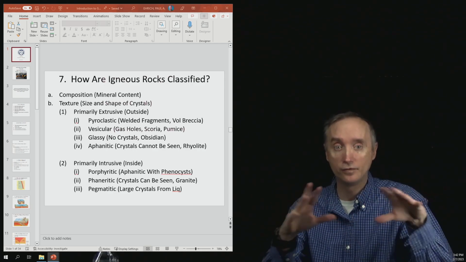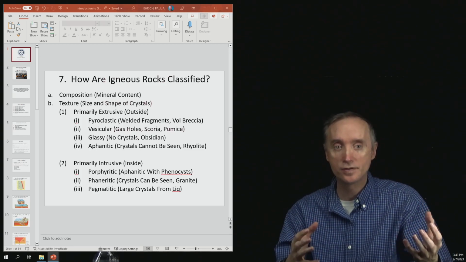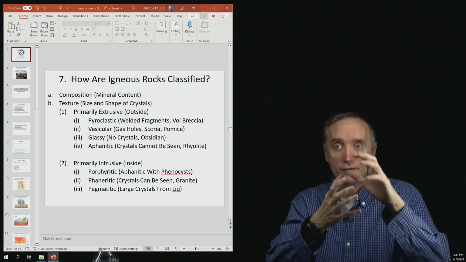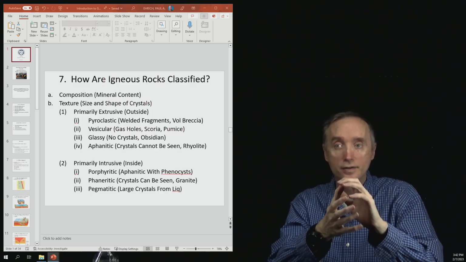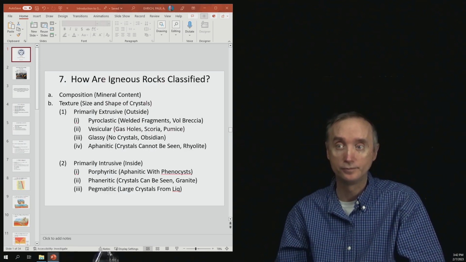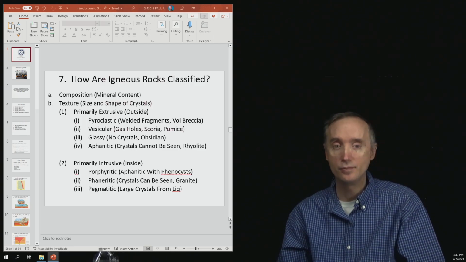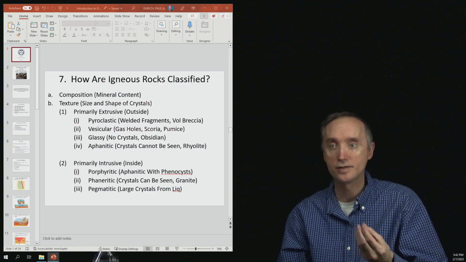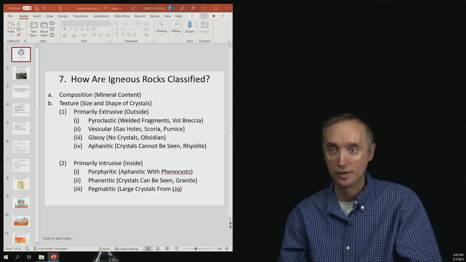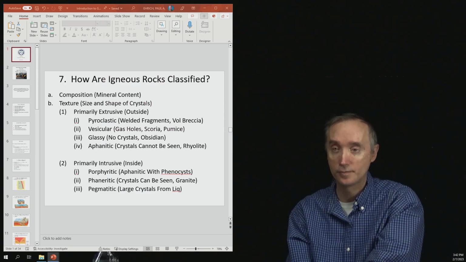So that meant that they have flown through the air. So you could have welded fragments of lava that are stuck together, and you can also have actual chunks of rock that are flying through the air. So like volcanic breccia, for example. The second kind is vesicular. So that means that this kind of rock has holes in it that were caused by gas escaping. So an example of this would be scoria and then pumice.